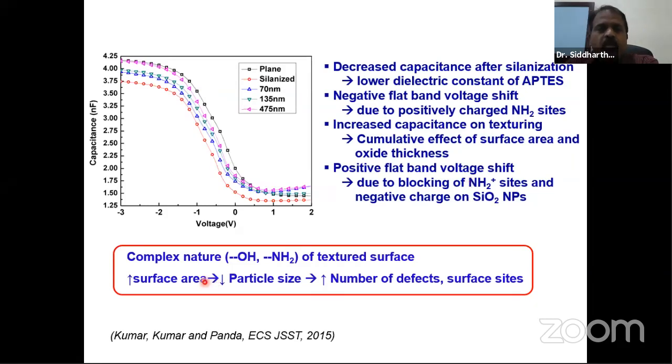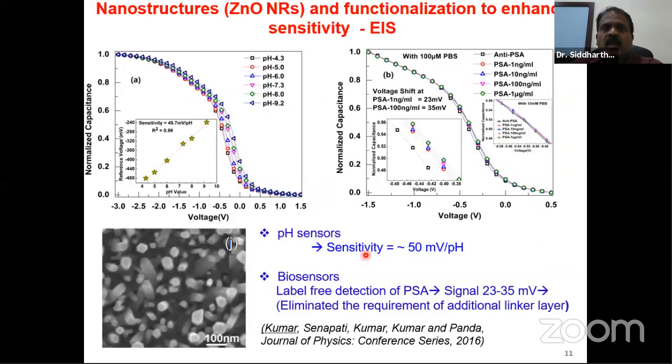So the learning from here is that there were several complex phenomena happening at the interface. The hydroxyl groups and the amine groups played a very critical role. And what we learned was that there was an optimum ratio of these two groups, and that was responsible for getting the highest sensitivity.